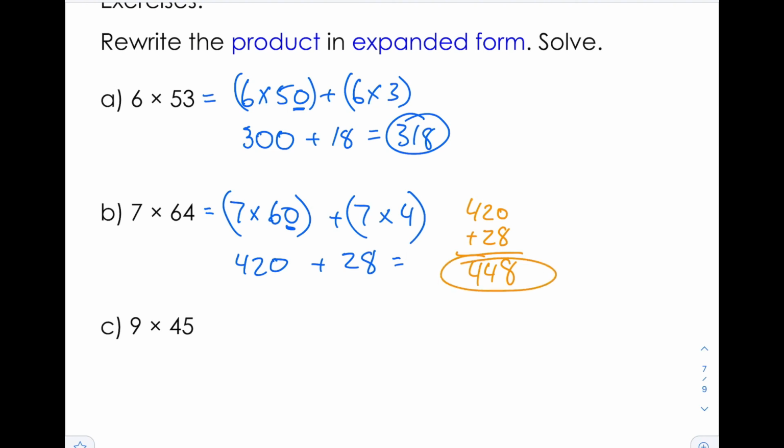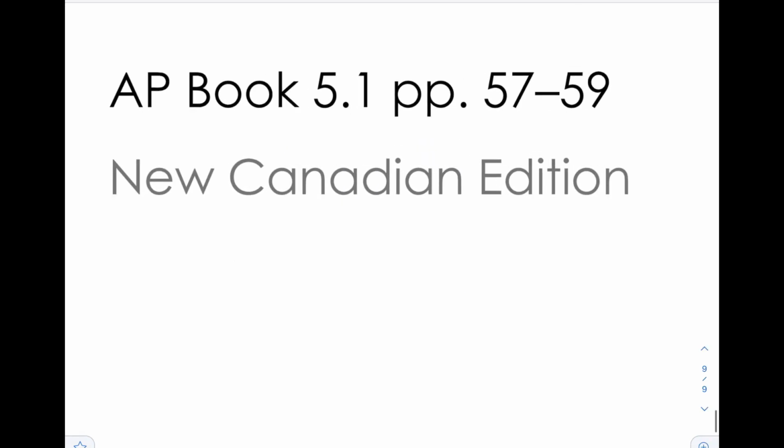448 is my answer. Go ahead and work on the problems on pages 57 to 59 in your JUMP math books using the strategy of arrays and breaking down into expanded form with nice numbers to work with. Good luck.